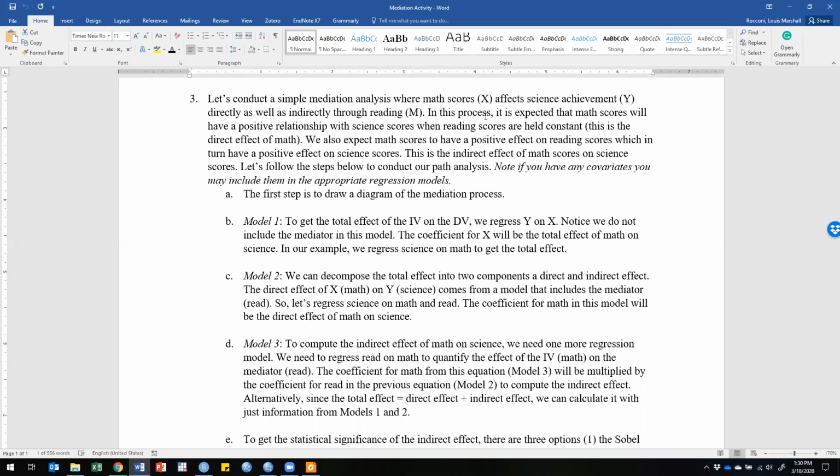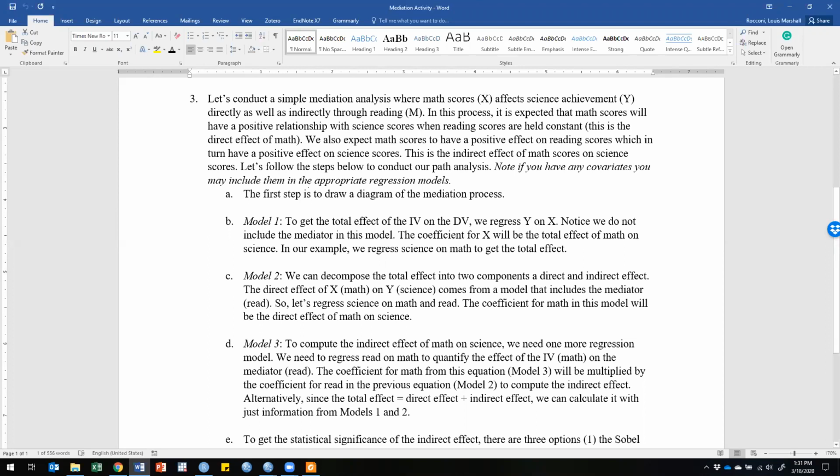We also expect math scores to have a positive effect on reading scores, which will then in turn have a positive effect on science scores. This is our indirect effect of math scores on science scores. We think that math is not only going to have a direct relationship with science achievement, but it's also going to indirectly impact science achievement, being mediated through reading. So increased math scores are going to be related to increased reading scores, which will in turn be related to increased science scores.